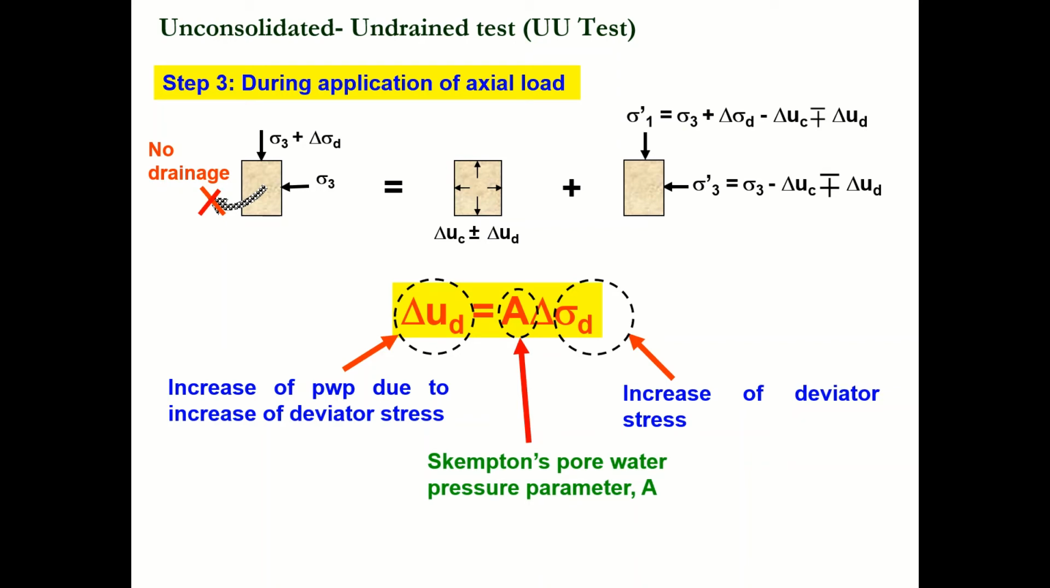And during the application of axial load, we need to check the A value, another Skempton's pore water pressure parameter, and we need to check this value during the loading phase. And as it is a UU test, we will keep our drainage valve closed both during application of cell pressure and during the loading phase.